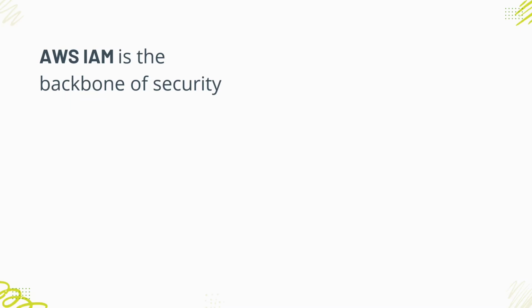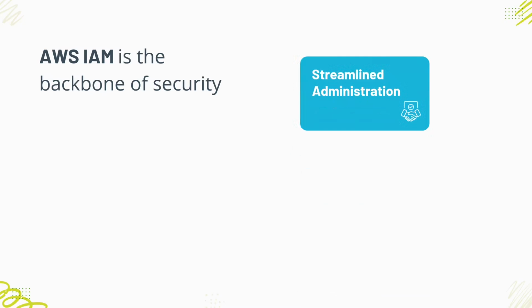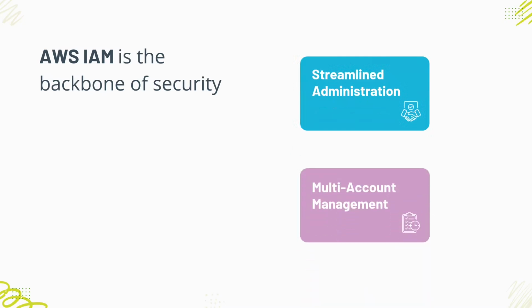AWS Identity and Access Management is the backbone of security on the AWS cloud. Two of the most important benefits of the AWS IAM Identity Center are streamlined administration and multi-account management.